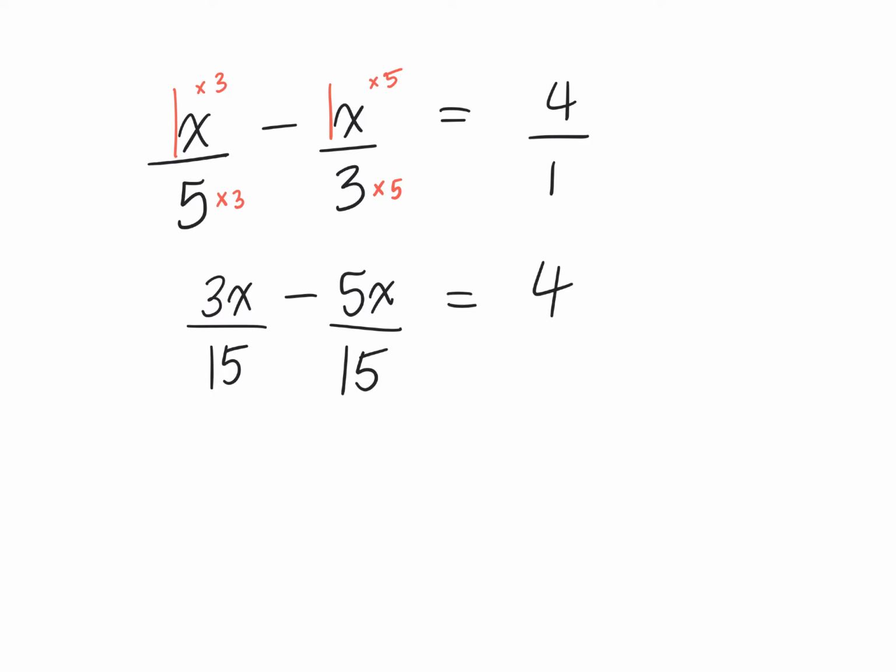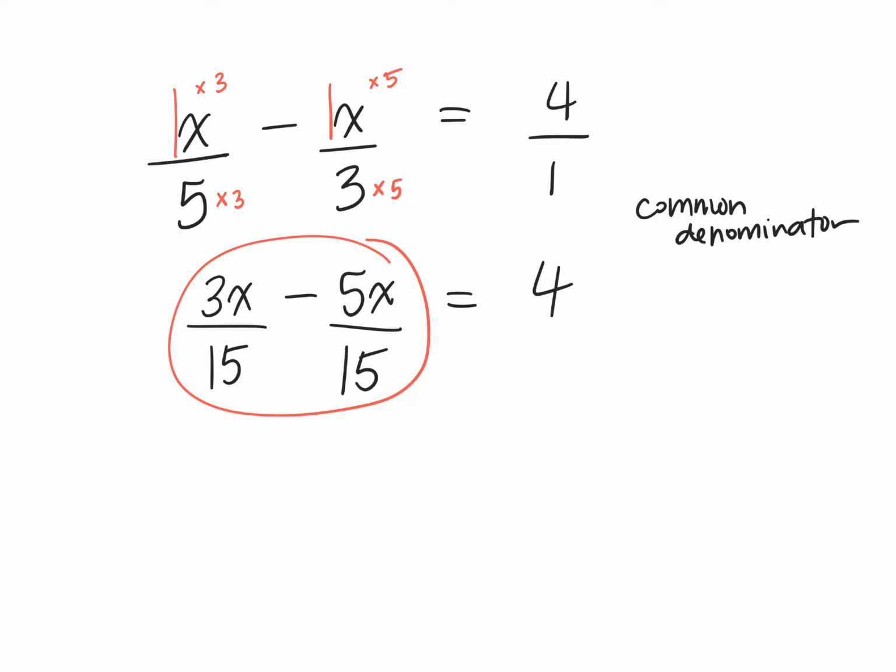Right? Do you understand what I did there? I'm just finding a common denominator. We're just rewriting the fractions with a common denominator because 3 take away 5 is negative 2x over 15 equals 4. So I have a negative 2x divided by 15.